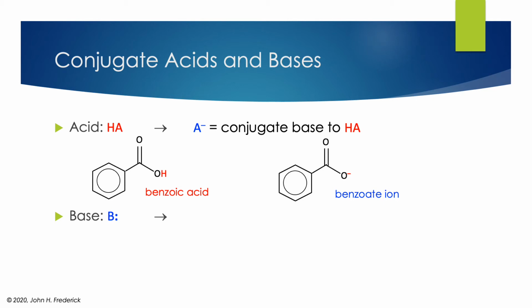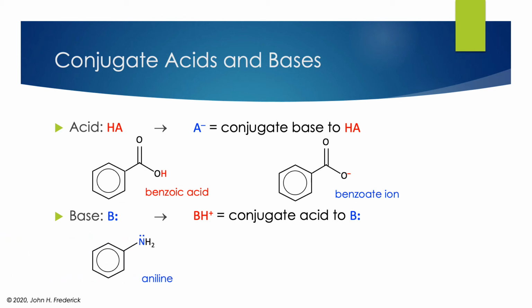Similarly, we can draw this distinction for bases. A base would have a conjugate acid, and that will end up being the thing to which a proton is attached. So BH+ that was created in the Lewis picture is the conjugate acid to the base B with a pair of non-bonding electrons. A good example of that would be aniline, where we've got a non-bonding pair of electrons on the nitrogen. That's part of the amine group in aniline. And when that becomes protonated, then we have the conjugate acid to aniline.